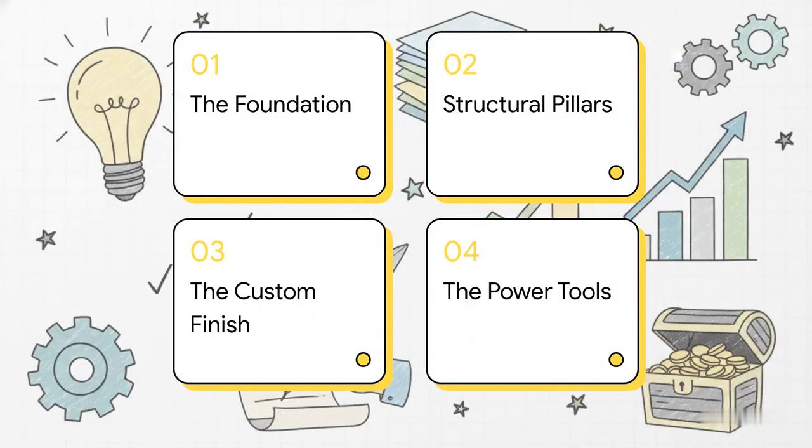So, here's the syllabus for our little building project today. First, we've got Part 1, the foundation, focusing on purpose. Second is Part 2, the structural pillars, covering those core elements. Then, Part 3, the custom finish, which is all about tailoring. And finally, Part 4, the power tools, where we look at AI in grant writing. Let's get right to it.